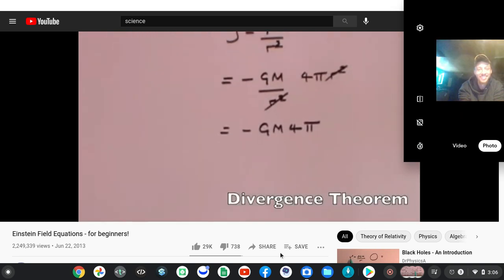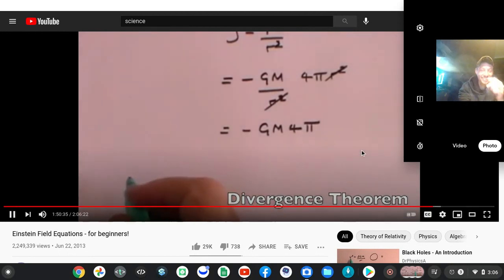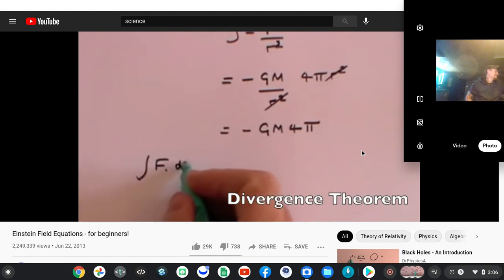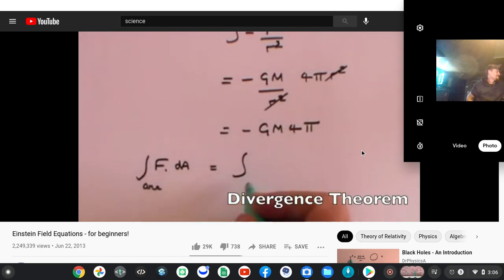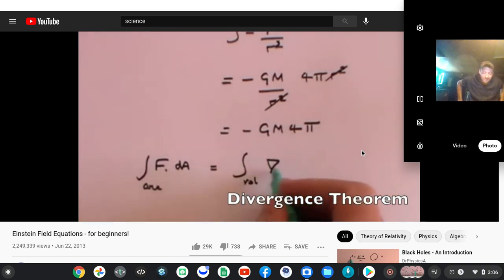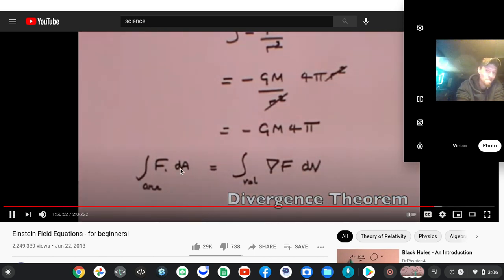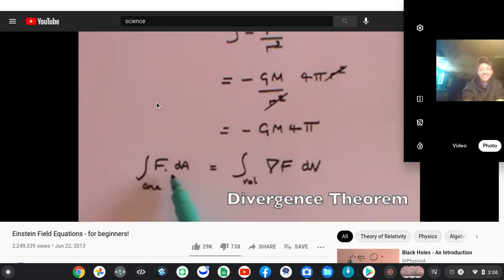Now there is a theorem called the divergence theorem, which I won't derive, but you can look it up. I'll write it out first. It says that the integral of F dA over an area is equal to the integral over the volume of del F dV. And what that means in layman's terms is that the outward flux through the area of a sphere is equal to the volume integral of the divergence of the force. That's just the divergence theorem that can be derived, and you can look it up.